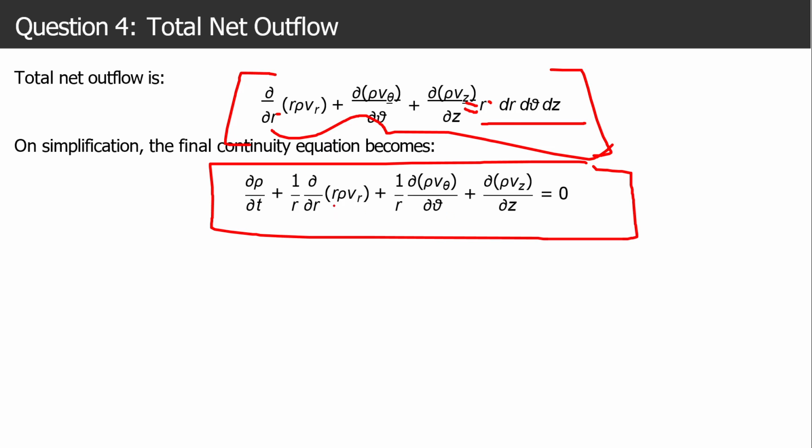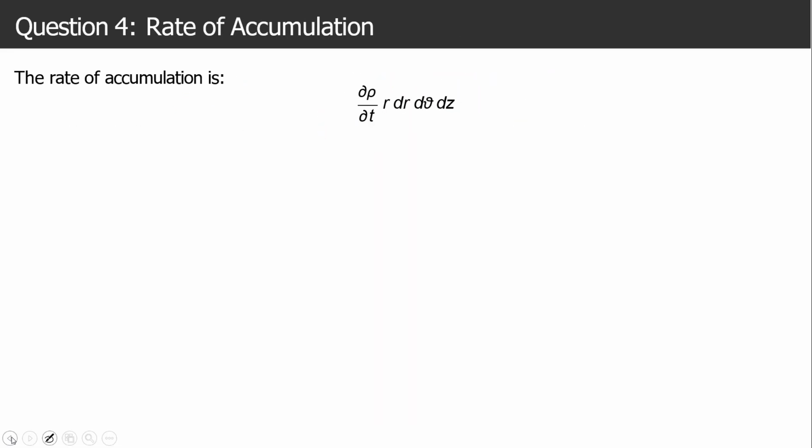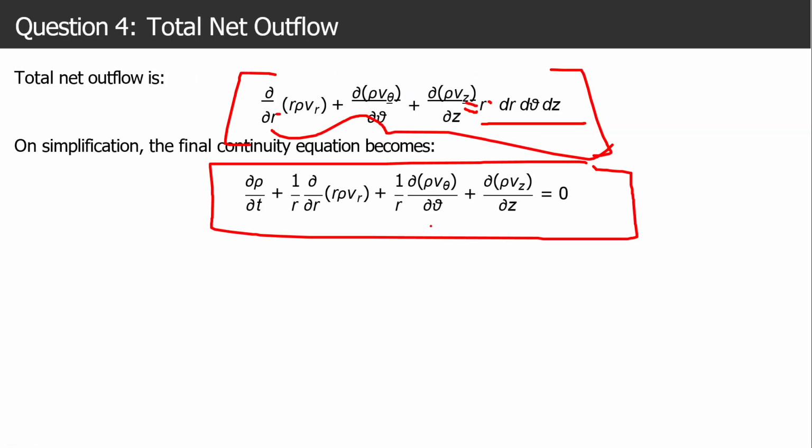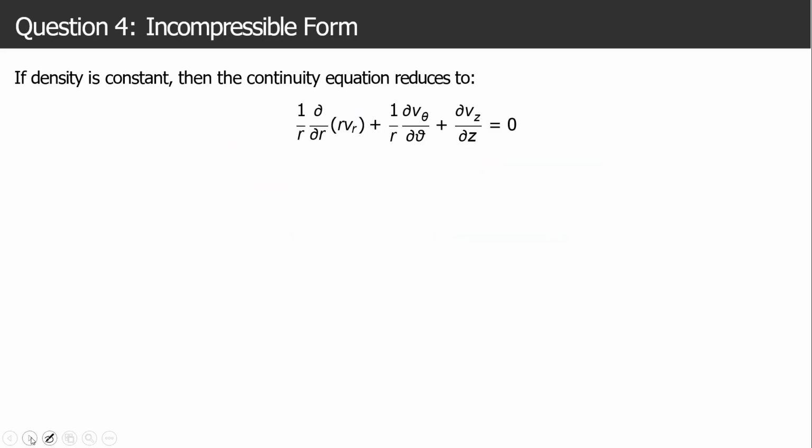After rearranging, we will get ∂rho/∂t plus (1/r) ∂(r rho v_r)/∂r plus (1/r) ∂(rho v_θ)/∂θ plus ∂(rho v_z)/∂z equals 0. This is our final equation of continuity. What did we do? We got all the net outflow, we got the accumulation term, equated both sides, took it on one side, rearranged it, divided everything, and made ∂rho/∂t separate. So this is our final expression of the equation of continuity.